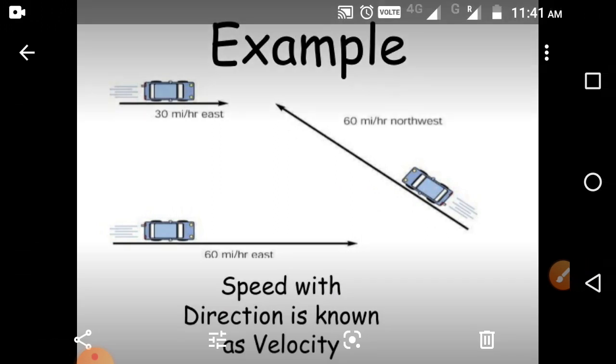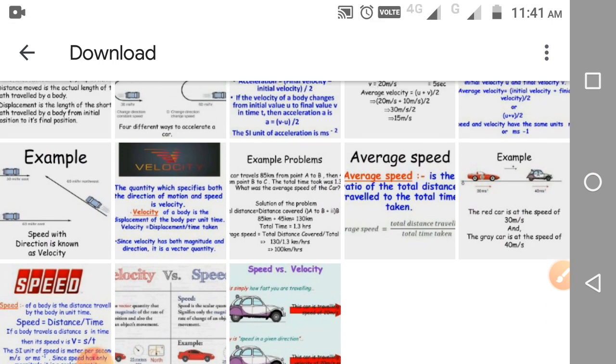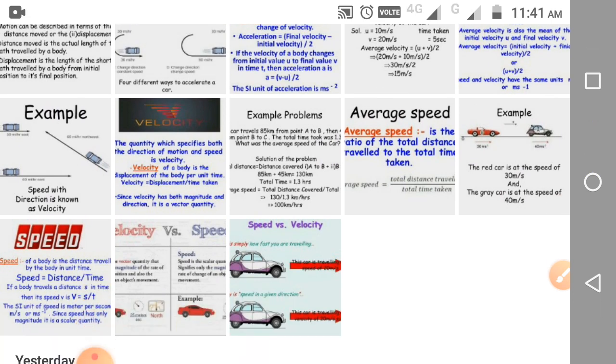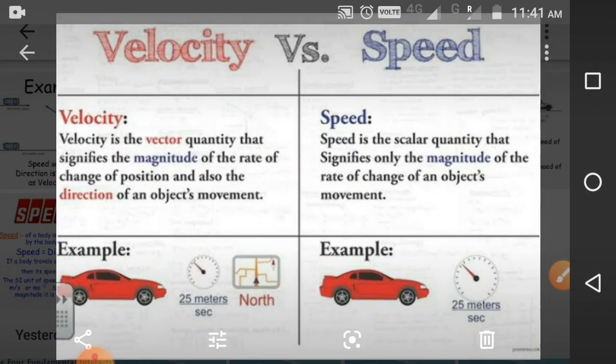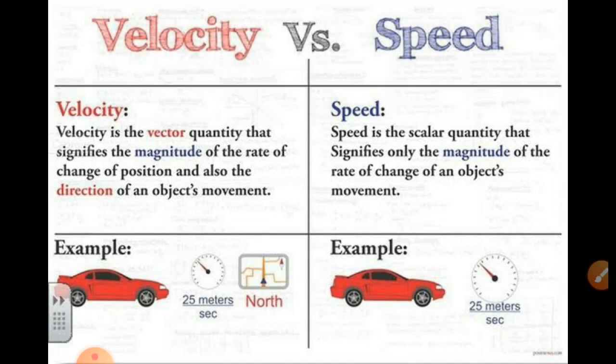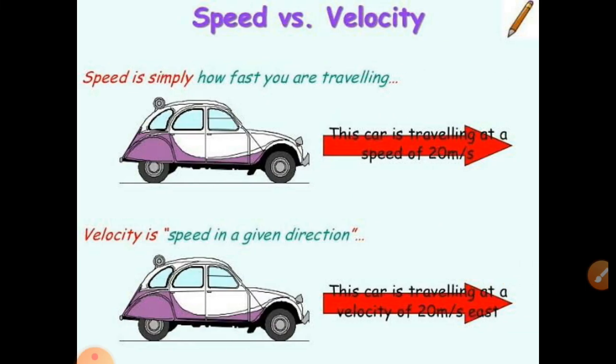Speed and velocity. Now we are going to compare these two, speed and velocity. What is speed and velocity? Speed is a scalar quantity which gives you the magnitude only, whereas velocity is a vector quantity which gives you both magnitude and direction. This much is clear.